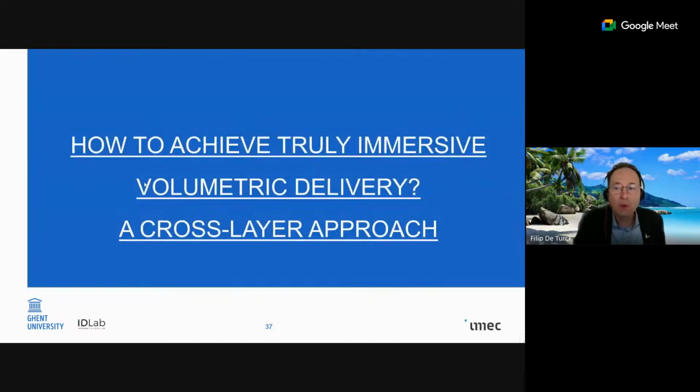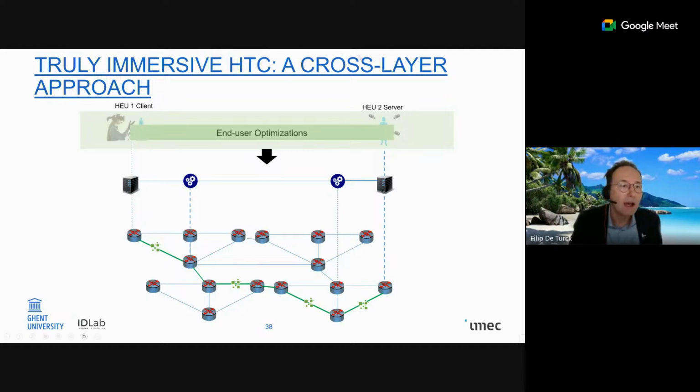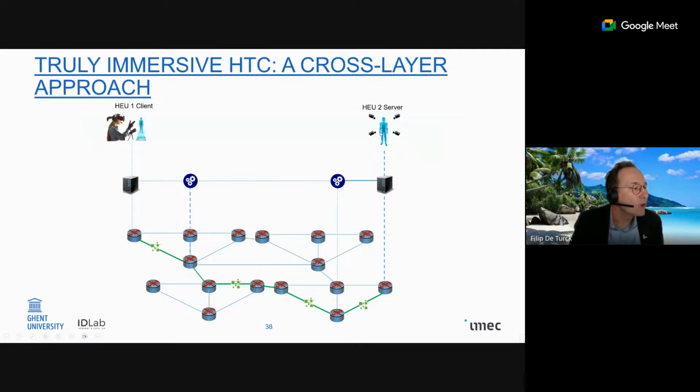And this is the platform that I want to introduce to you. So if you want to achieve immersive, so that we can be deeply absorbed into the contents, volumetric media delivery, then we really need a cross-layer approach. And here you see the different layers. So we have a holographic end user 1 and a holographic end user 2. They communicate with each other. So here you see the cameras that record the person, and then here a hologram is displayed.